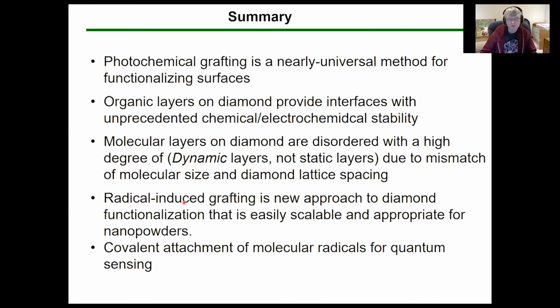So this new approach of radical grafting is one that we really like now. It's a little more difficult to control. You have to make sure that you have the conditions right, or you will in fact induce some polymerization. But with some careful attention, this can be made to work for a wide range of molecules, and it's scalable, working for nanoparticles or nanopowders on a relatively large scale, and this can then be used to make, for example, molecular radicals for applications such as quantum sensing.